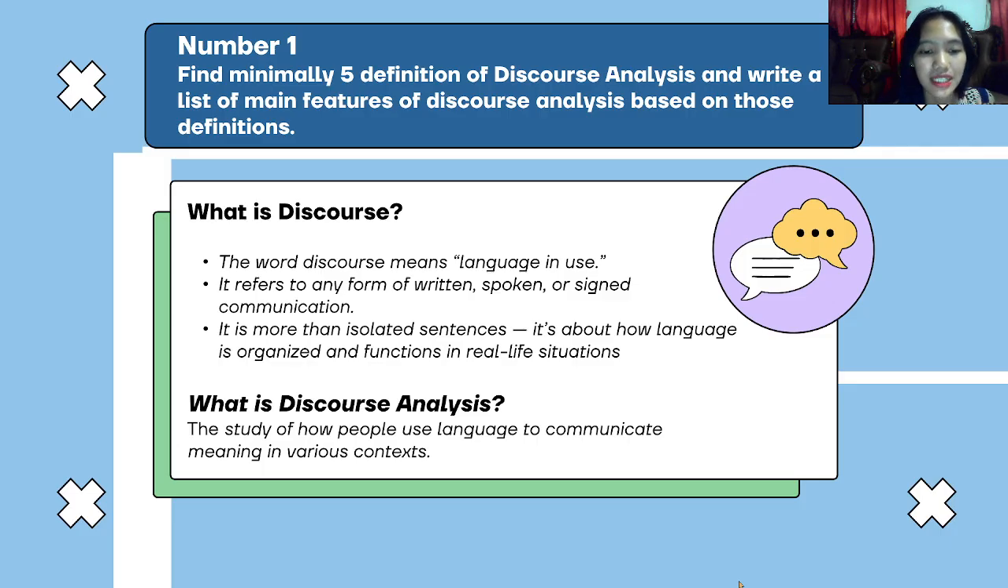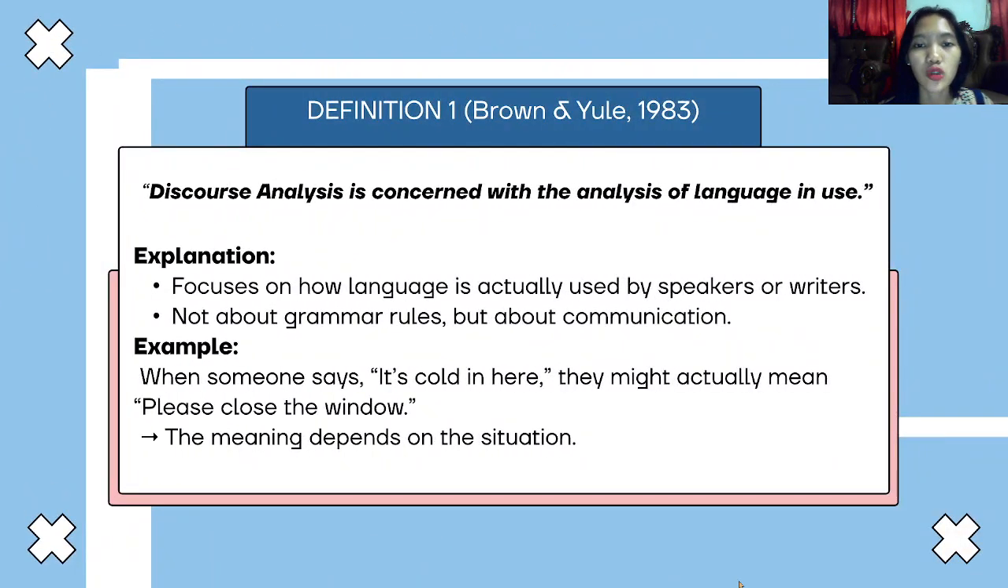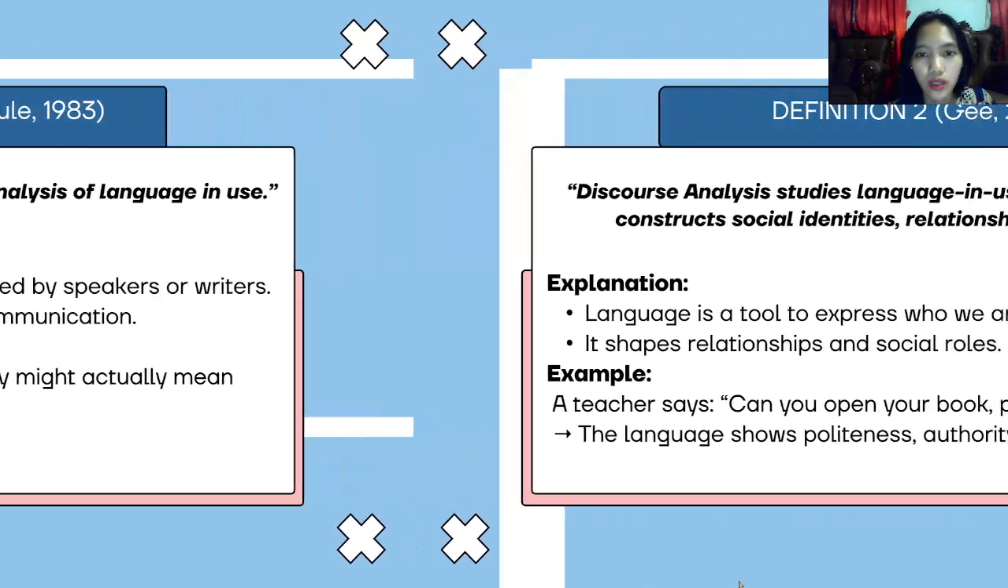So, what is discourse analysis? The study of how people use language to communicate meaning in various contexts. According to Brown and Yule 1983, discourse analysis is concerned with the analysis of language in use. Example, when someone says "it's cold in here," they might actually mean "please close the window."